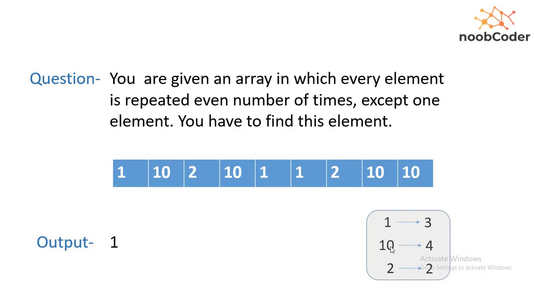For example, if this is the given array, here we can clearly see that 1 is repeated 3 times, 10 is repeated 4 times and 2 is repeated 2 times. So clearly 1 is the only one repeated an odd number of times. So we have outputted 1 as the answer. Now let's move towards the solutions.